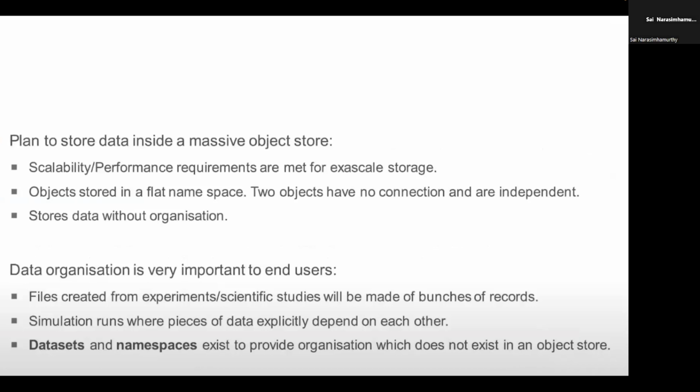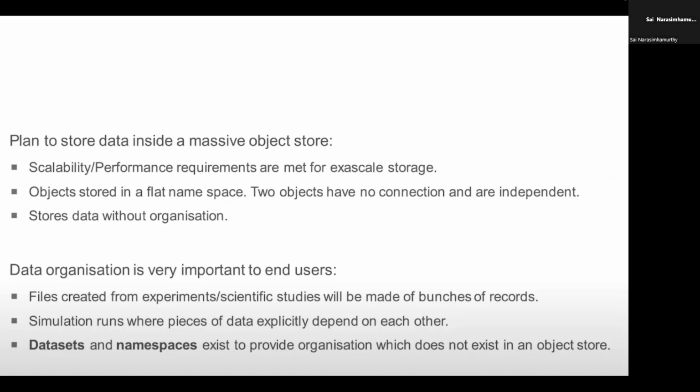So next step. Where CORTX comes into IO-SEA is that CORTX is great scaling as an object store, and it meets the requirements that IO-SEA needs. The only thing is that those objects are stored in a flat namespace. So if you can think of a scientific experiment or any other data, two objects won't have any connection and they'll be independent. So we store the data without any organization. But data organization is very important.